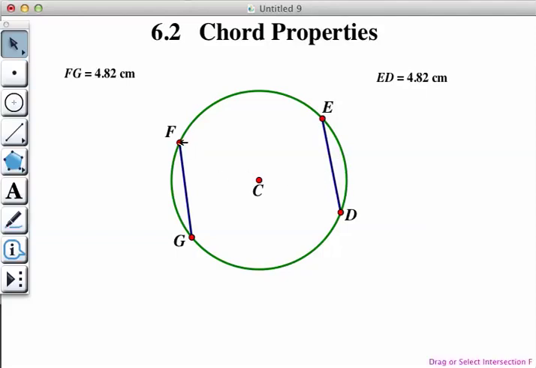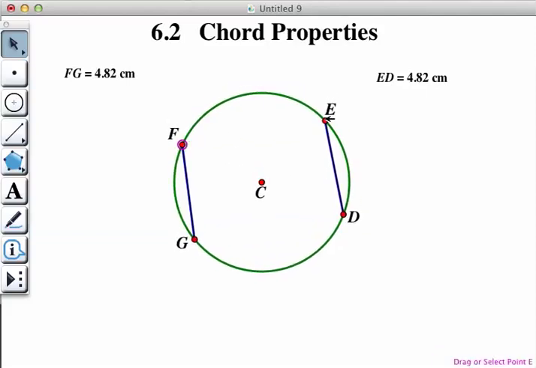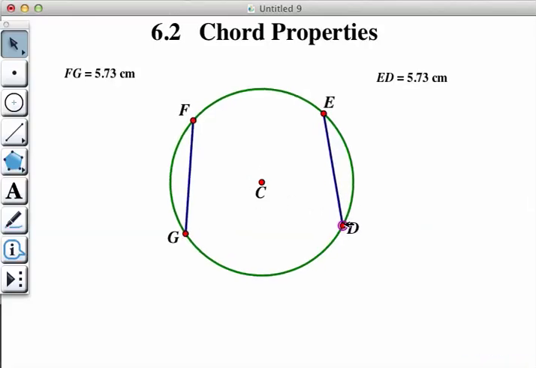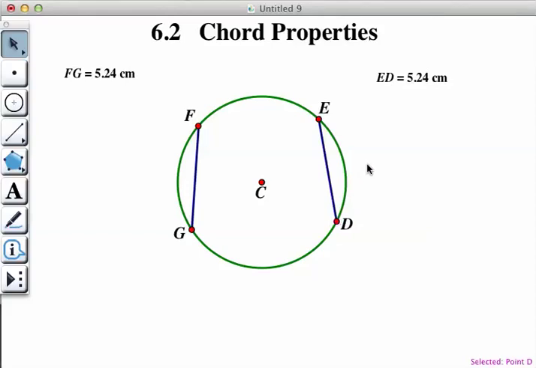There's not a special property that makes these chords congruent, just the fact that I made them congruent. So they are always going to be congruent because of the way that I built them. All right? So if I start off knowing that these will always be congruent, let's make some radii on this circle. And we'll make them to the endpoints of these chords.